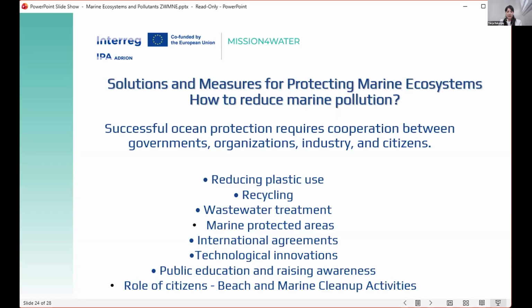Public education and raising awareness may be the most important when we speak about these solutions, because awareness about the importance of ocean conservation is essential for long-term solutions. Education at an early age in schools, media campaigns, and environmental actions encourage everyone to be more responsible and have more responsible behavior. By implementing these measures, it is possible to reduce human impact on marine ecosystems and ensure their preservation for future generations.